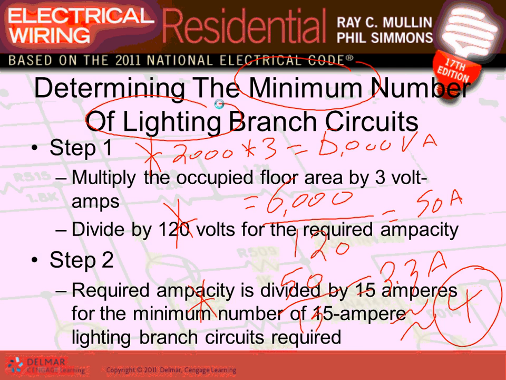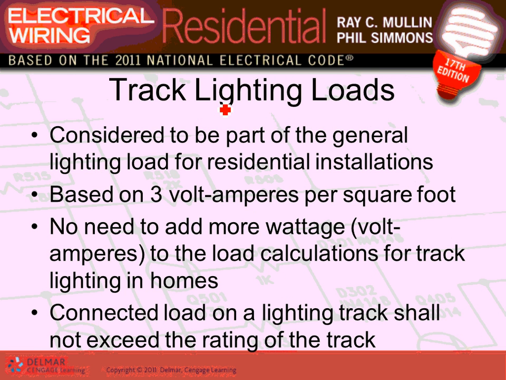Okay, so that's my general lighting. Track lights: if you have track lights in a house, they get 3 volt-amps per square foot. So consider lighting loads for residential; they are part of the 3 volt-amp per square foot.